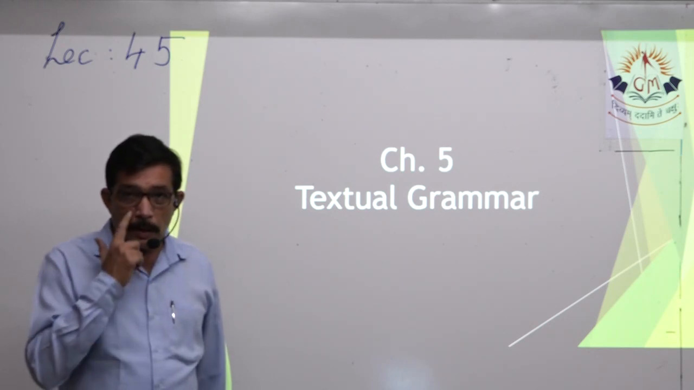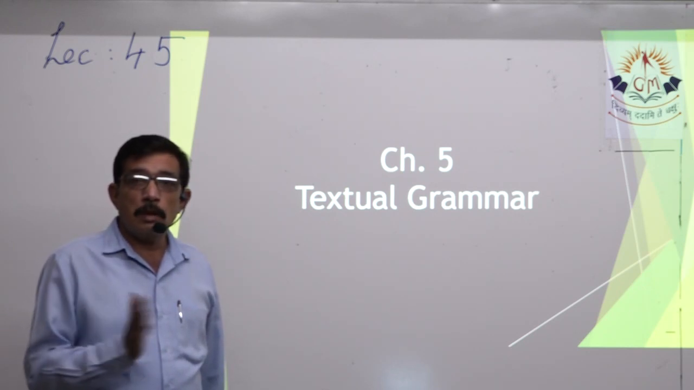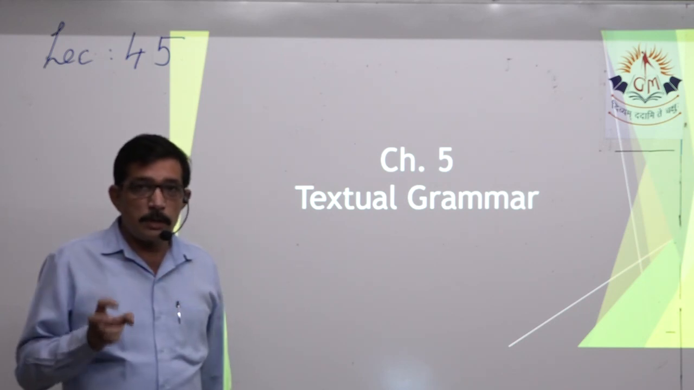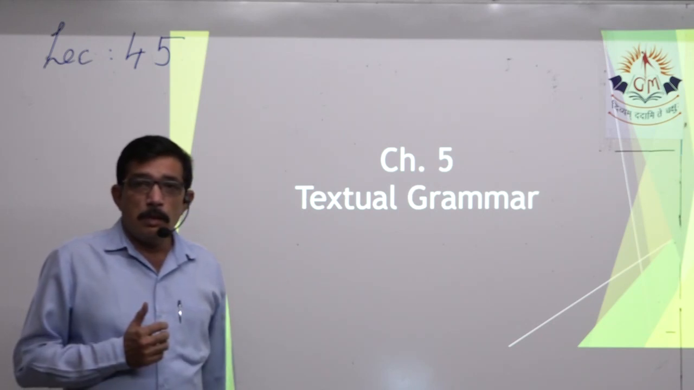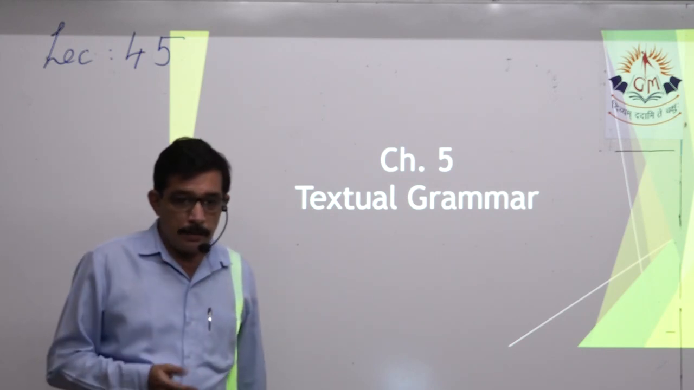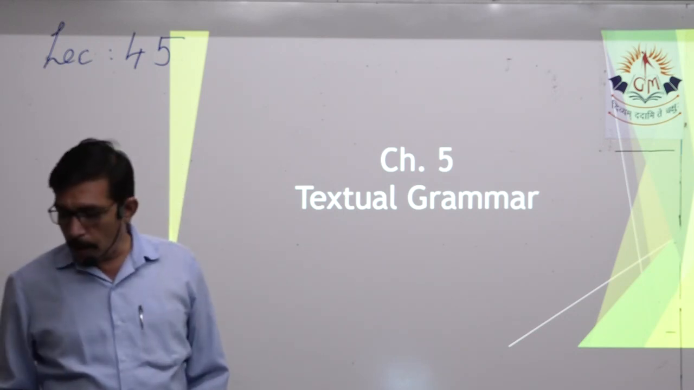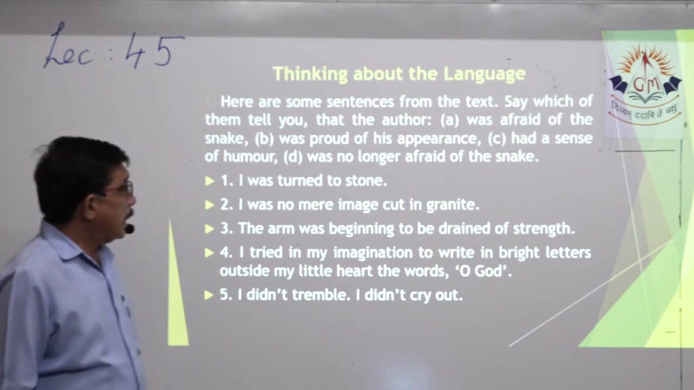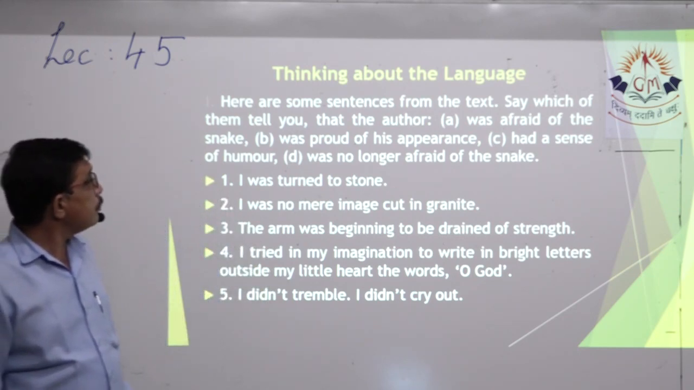You can open up your material where at the end of the chapter a certain grammar portion is given, so that we get acquainted with some of the places. That is a revision of what we have already learned in 8th, 9th, or there might be something new that has to be explained. So open your material, chapter number 5, the textual grammar part. Now you'll find it under the heading thinking about the language.